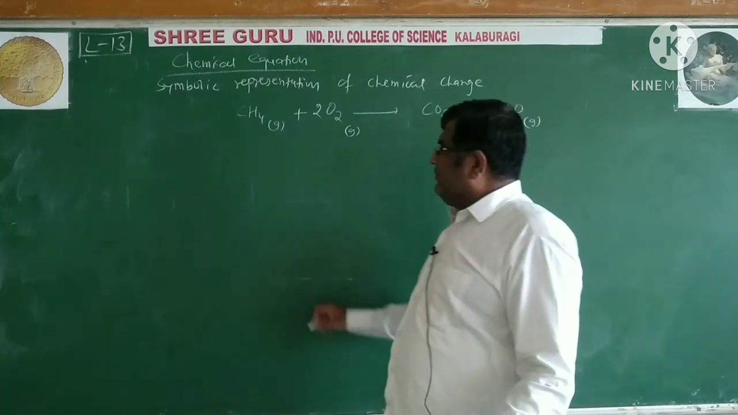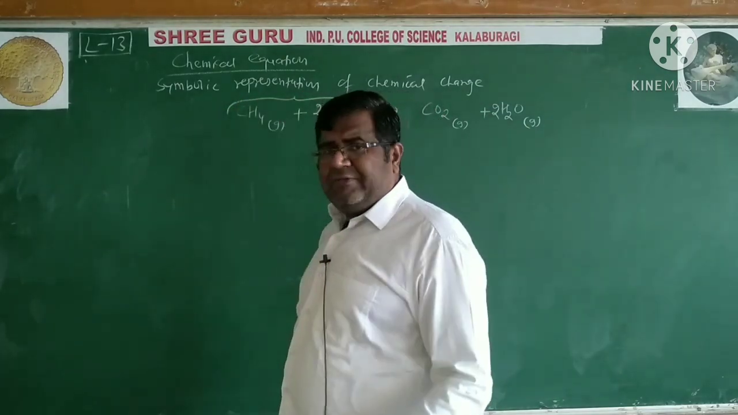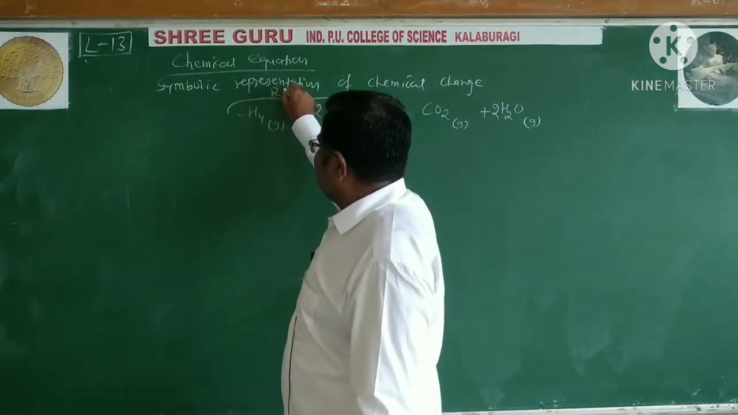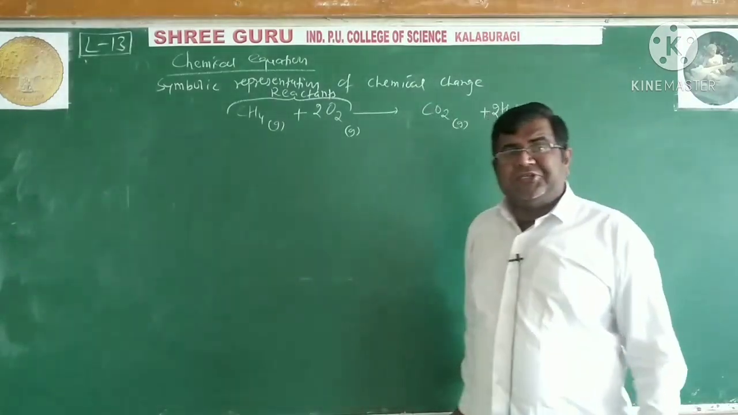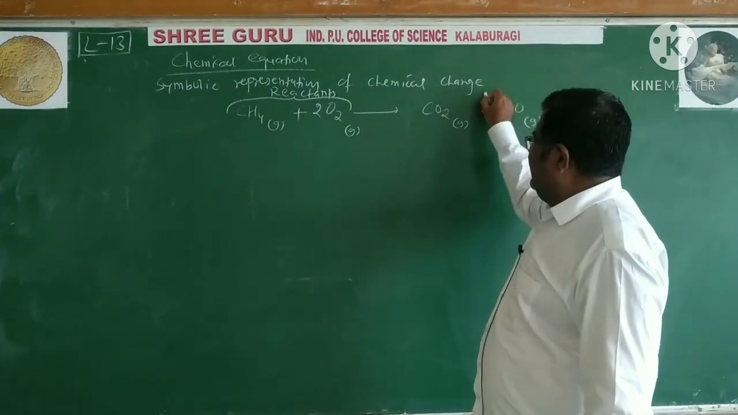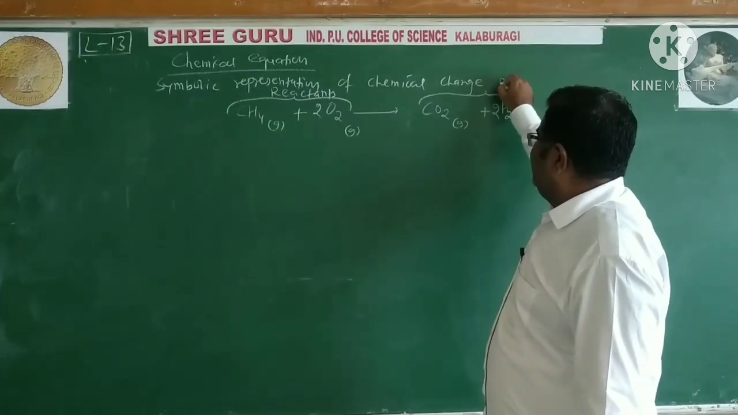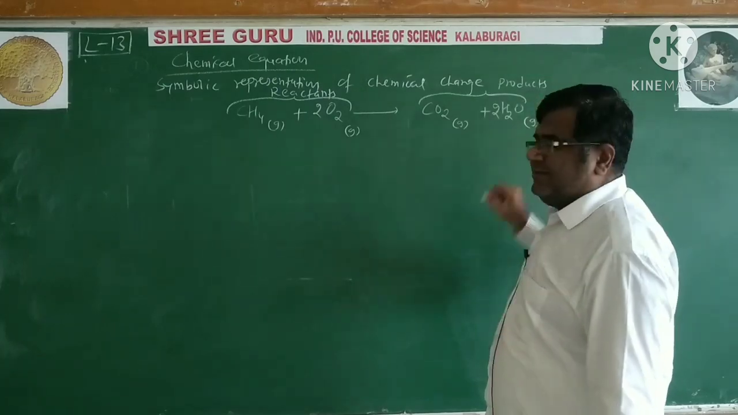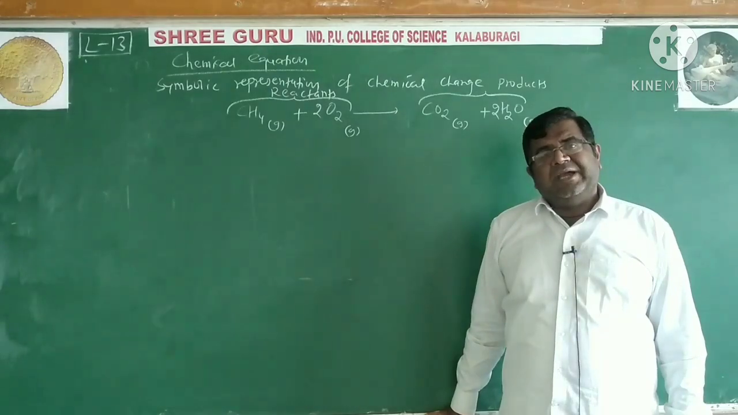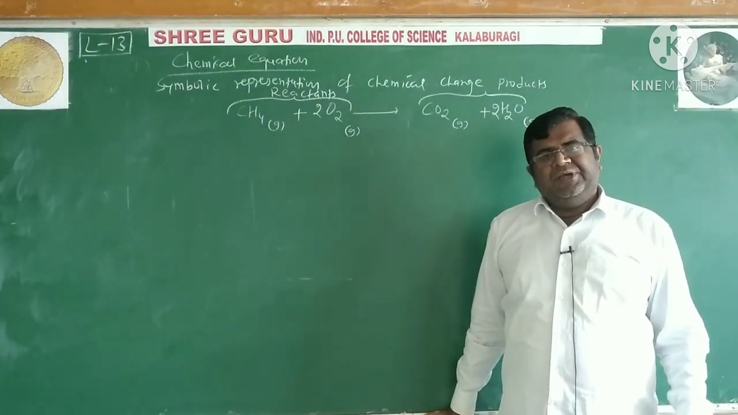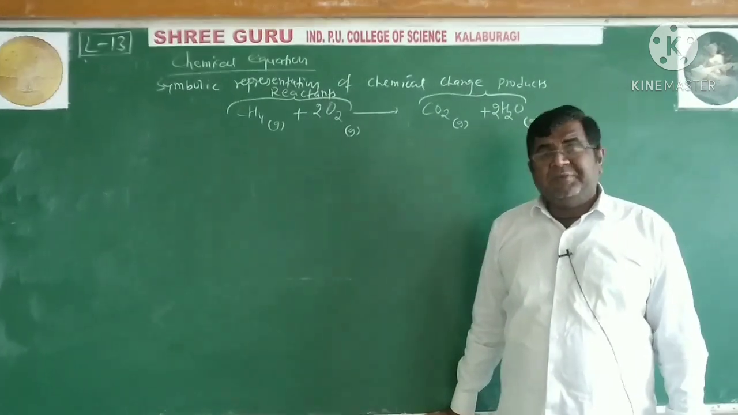This part of the equation, which is to the left side, we call this as reactants. So methane and oxygen are reactants here. And this part to the right side, we call this as the products. So products are obtained from the reactants by the chemical change, and when it is represented with symbols, it is called as the chemical equation.